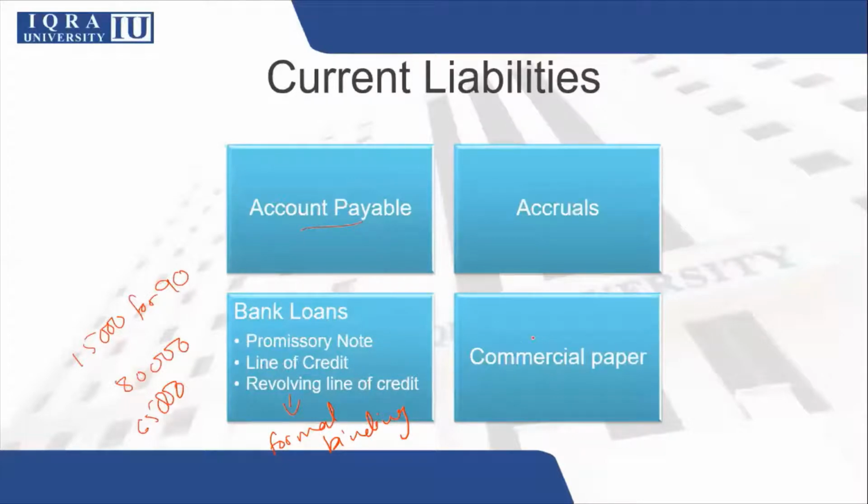Then you have commercial paper. Commercial paper is an unsecured, short-term promissory note of large firms, and usually they have a denomination of $100,000 or more, with an interest rate somewhat below the prime rate. Now, commercial paper, we will also discuss in detail in our later topics, so I'm not going to go into much detail over here.